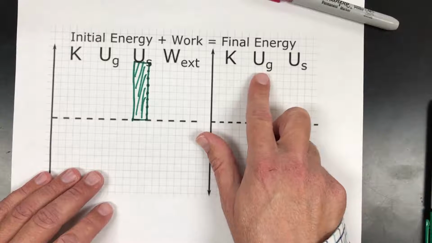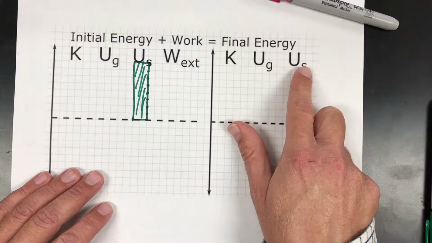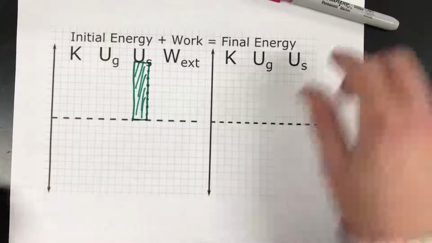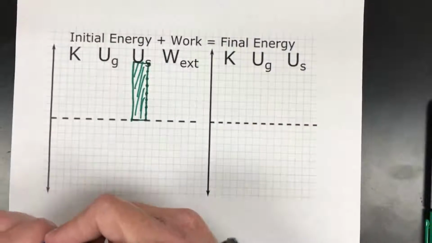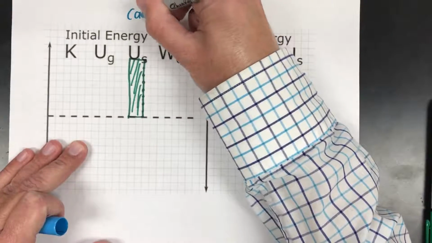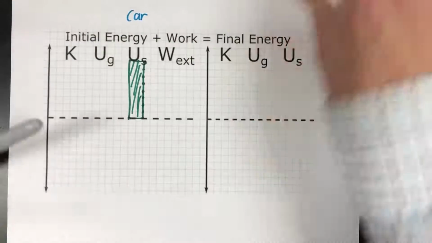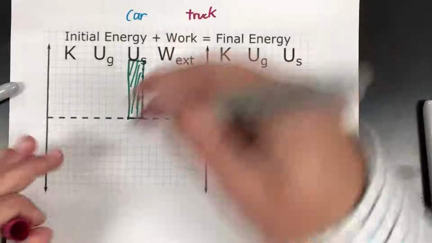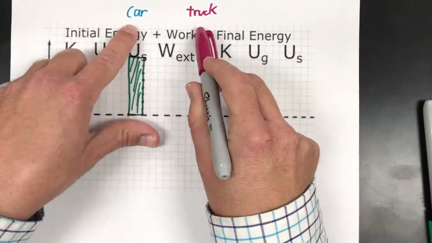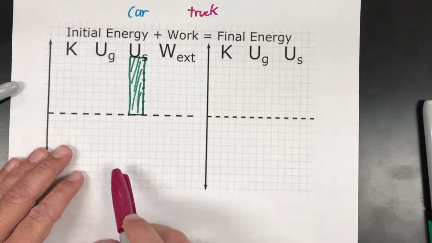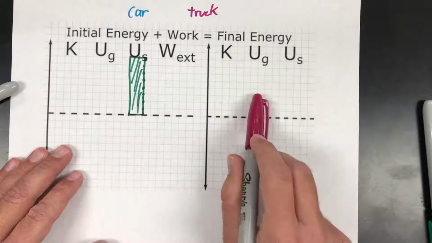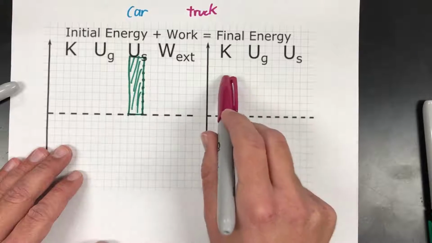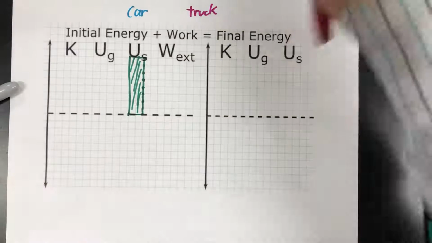Now, what about afterwards? Well, there's no hill, so no gravitational potential energy. There's no spring, so no spring potential energy. So we just have kinetic energy, but we'll have kinetic energy for the car. I'll write that in blue. And we'll have kinetic energy for the truck. I'll write that in magenta. The two kinetic energies together have to add up to the spring's energy, because we have to conserve energy. It converted from spring energy into the kinetic energy of the car and truck.